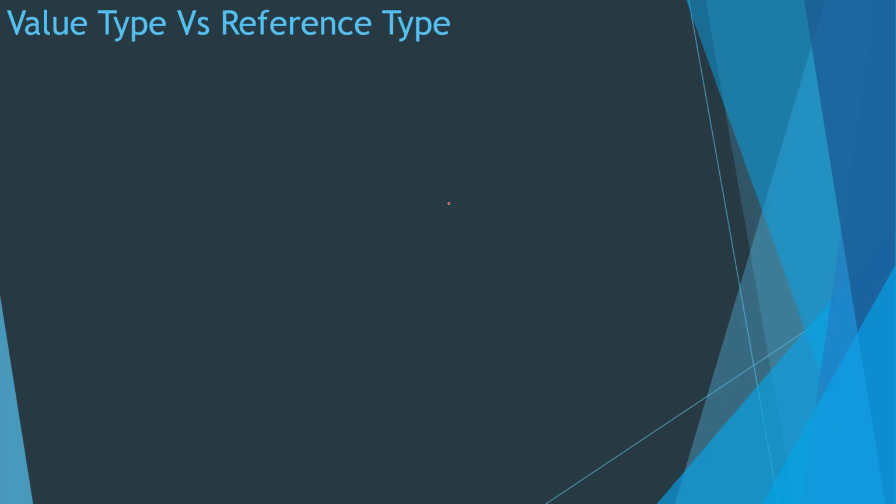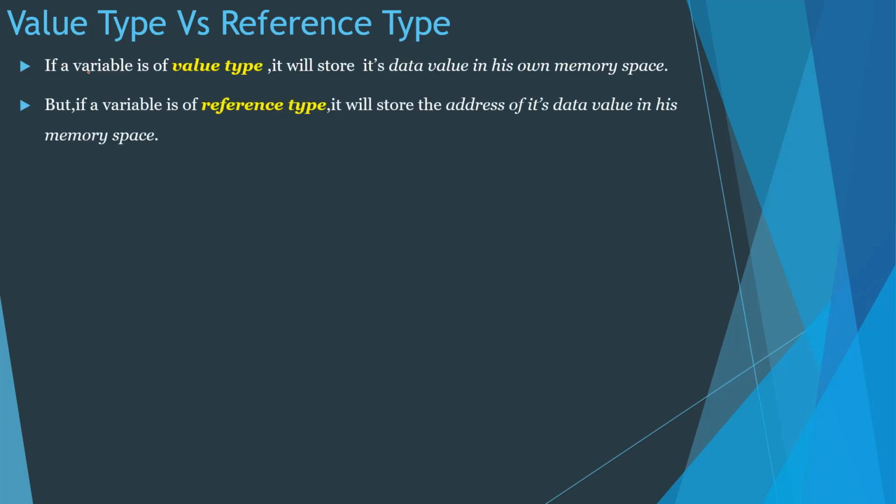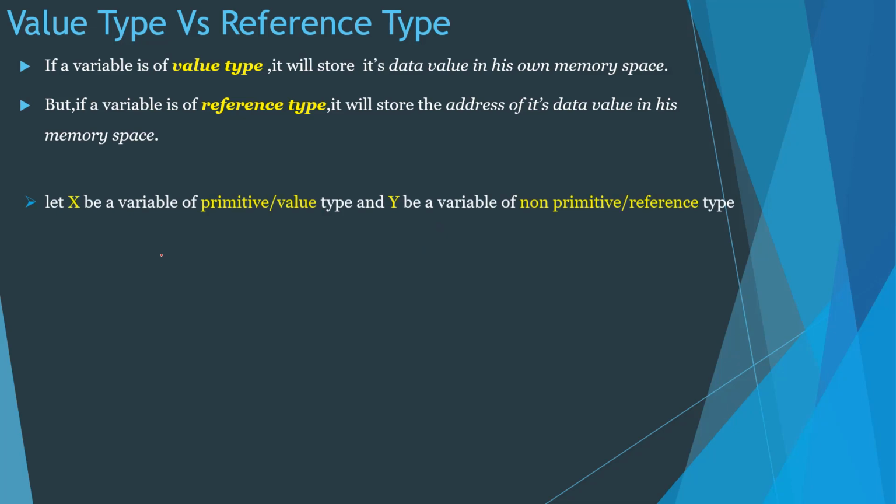So primitive types are also called value types, and non-primitive types are also called reference types. What is the difference between them? If a variable is of value type, it will store its data value in its own memory space. But if a variable is of reference type, it will store the address of its data value in its memory space. Of course, this doesn't make much sense yet, so let me give you a visual representation.